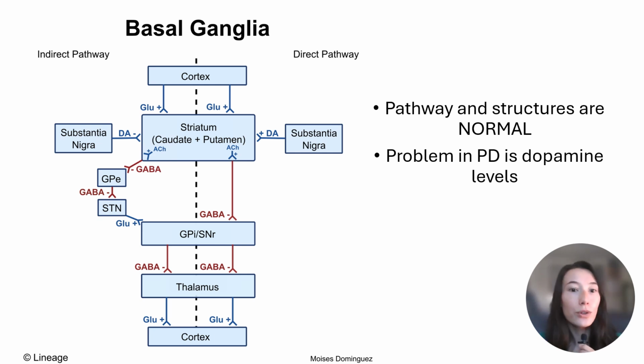Dopamine levels are critical for this pathway to work optimally. So if you don't have enough, then this pathway is not going to work properly. Similar idea. So just use analogies or similarities between different processes to help you understand things.